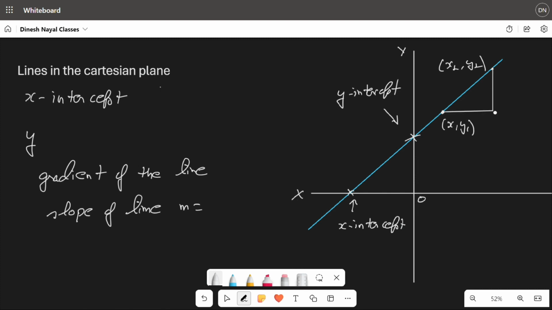Now this is the y interval, which is y2 minus y1, and this is the x interval, which is x2 minus x1. So the slope of the line m is given by y2 minus y1 upon x2 minus x1. This is the formula for getting the slope. If you have 2 points x1, y1 and x2, y2, you can directly use the formula. And this is also the y-intercept upon the x-intercept.